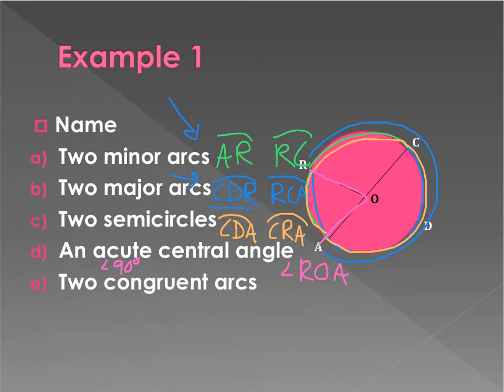Okay, and then E, we need to name two congruent arcs, which it doesn't give us any measurements here, but we do know the measure of a semicircle is 180. So two congruent arcs would just be the two semicircles that we named here. So we have arc CDA and arc CRA. So our two semicircles would be our two congruent arcs, because these both have the measure of 180.